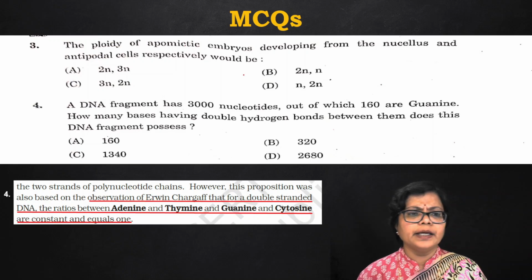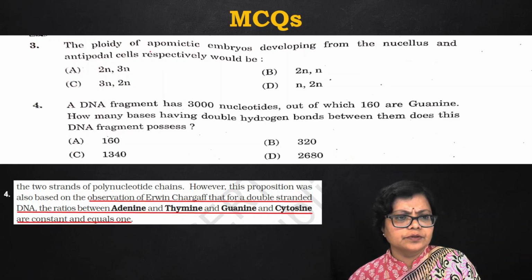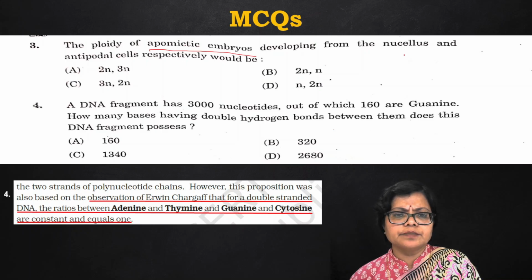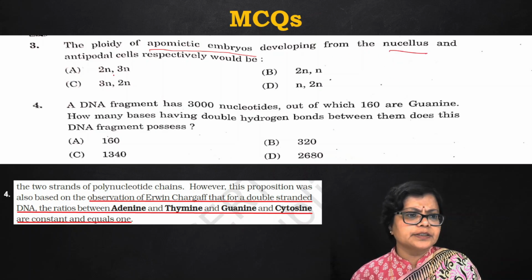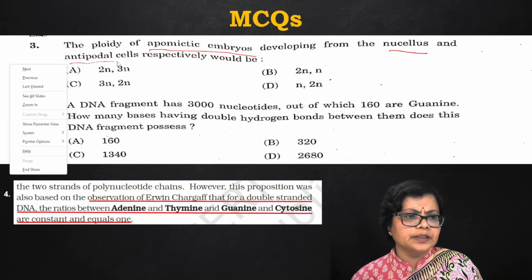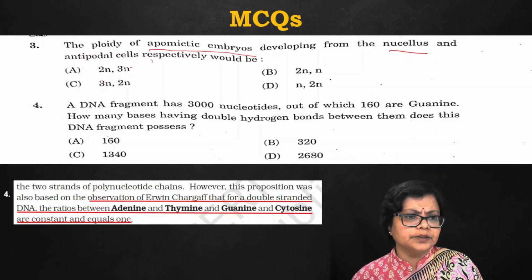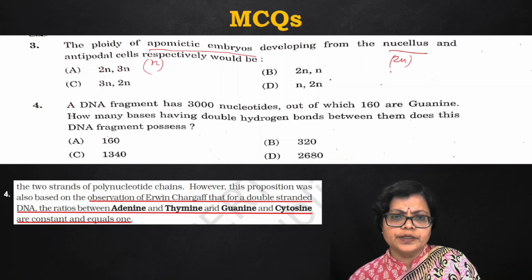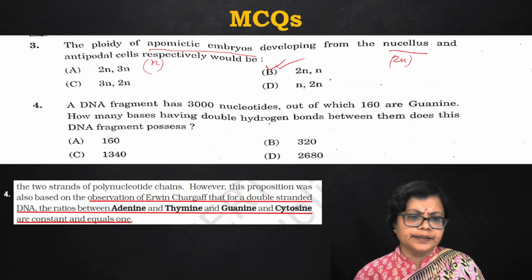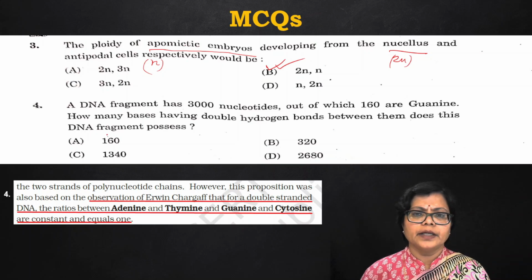Next, the ploidy of the apomictic embryos developing from the nucellus. Nucellus means 2N, and the antipodal cell means N. Sorry, antipodal cell means N and nucellus means 2N. So the correct option will be 2N and N. Right? Nucellus 2N, antipodal cell N. So option will be B.